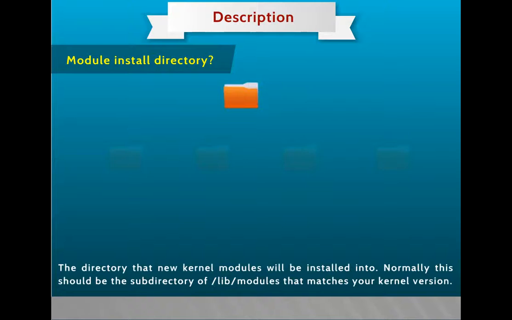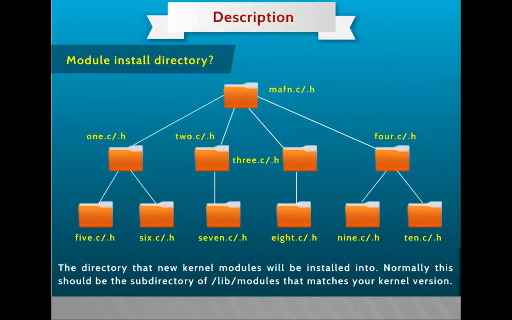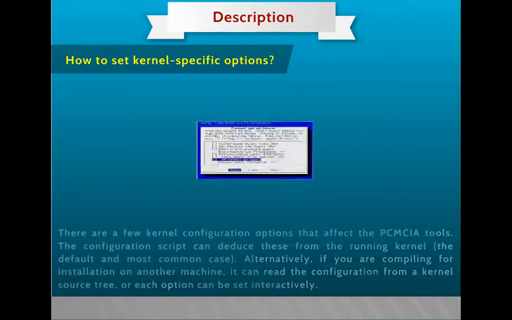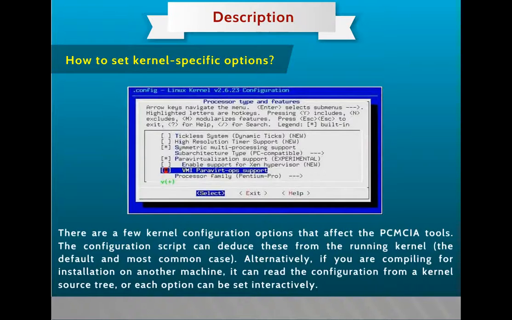Module install directory. The directory that new kernel modules will be installed into, normally this should be the subdirectory of /lib/modules that matches your kernel version. How to set kernel specific options. There are a few kernel configuration options that affect the PCMCIA tools. The configuration script can deduce these from the running kernel, that is the default and most common case. Alternatively, if you are compiling for installation on another machine, it can read the configuration from a kernel source tree, or each option can be set interactively.